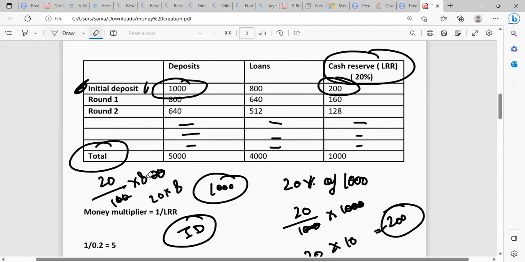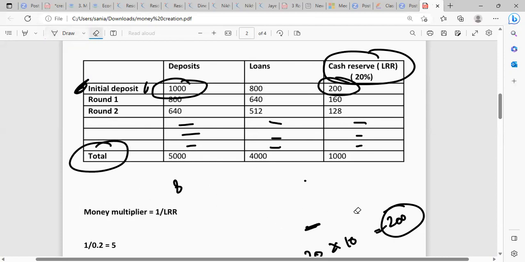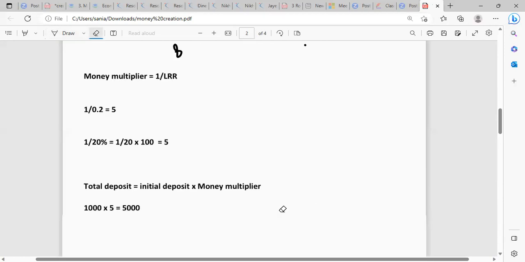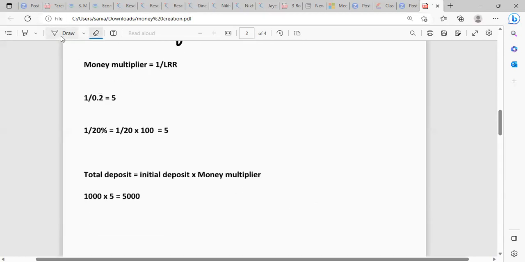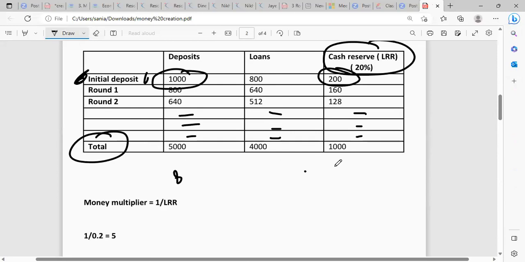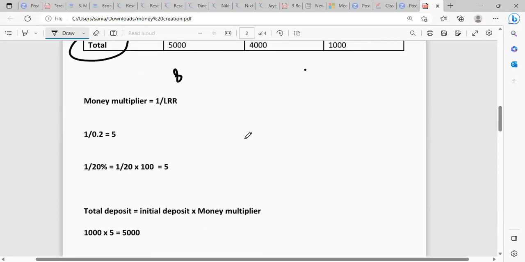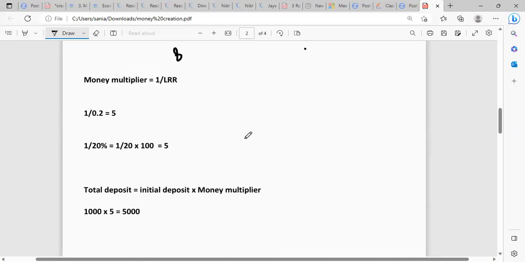And then you have to find the total now. For this total, you have a formula. So let's quickly move to that formula. The formula is to find the total amount. So this is the formula, which is initial deposit multiplied by money multiplier.